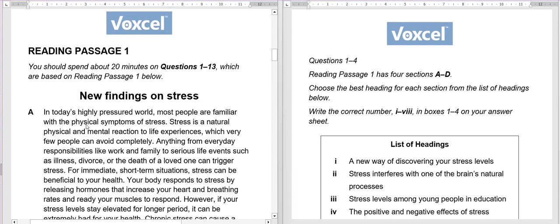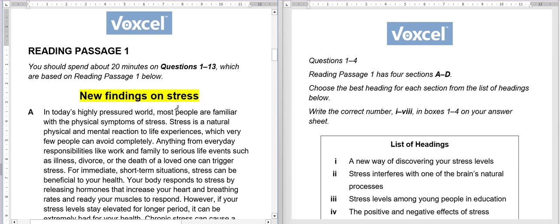So we will read the title of the passage first, and it is saying new findings on stress. From the title it's quite clear that this passage should be about some sort of research on stress and what new things we have discovered about stress, like what are the results of stress or what are the reasons for stress, something like that. So this should be upon new findings. New findings just means new outcomes or new results or new information on stress.